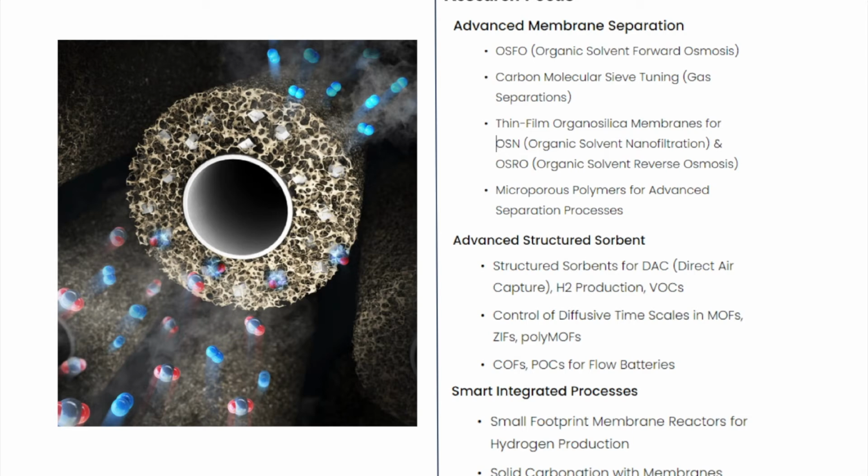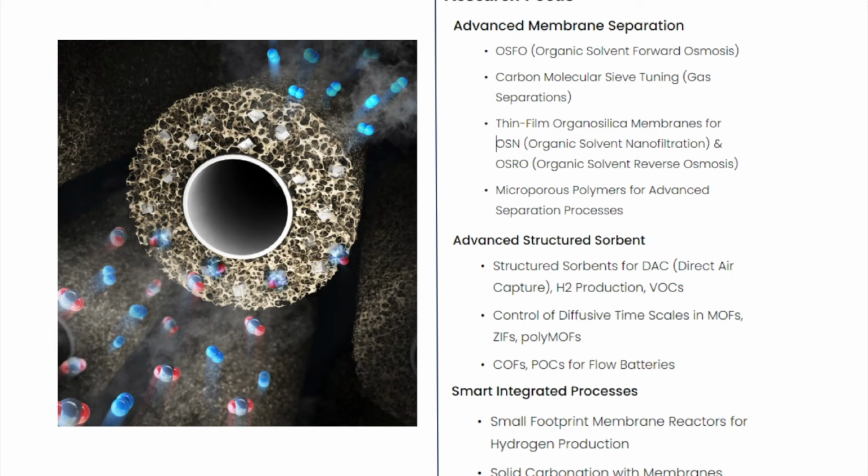And second is advanced structure sorbents. So we are targeting, first of all, sorbent structures, or tuning the sorbents for DAC, direct air capture of carbon dioxide from air. We also moved on from simple capture to making catalysts for reactions such as hydrogen production. And we are also trying to capture VOCs, or volatile organic compounds, from air, using either MOFs, ZIFs, or even polymers that we have synthesized in the previous membrane separation steps.